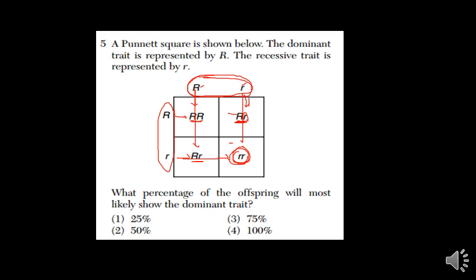But it's not asking you for that, saying what percentage of the offspring will most likely show the dominant trait. And so it's the other three where I have at least one capital letter there. So that's going to be 75% of the offspring are going to have brown eyes, when 25% of the time you're going to have an offspring that's going to have the recessive trait show up, the blue eyes.